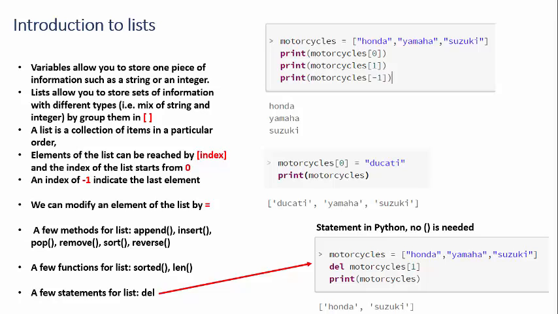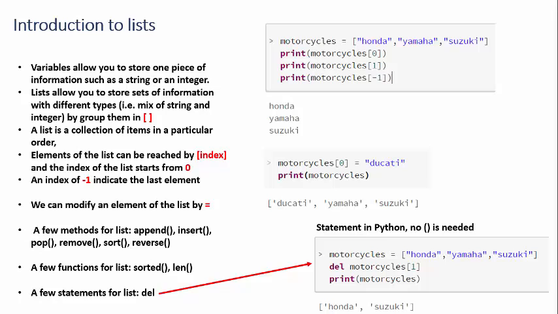A list is a convenient way to collect different items together, and also a list is a collection of items in a particular order. So it is ordered by index.